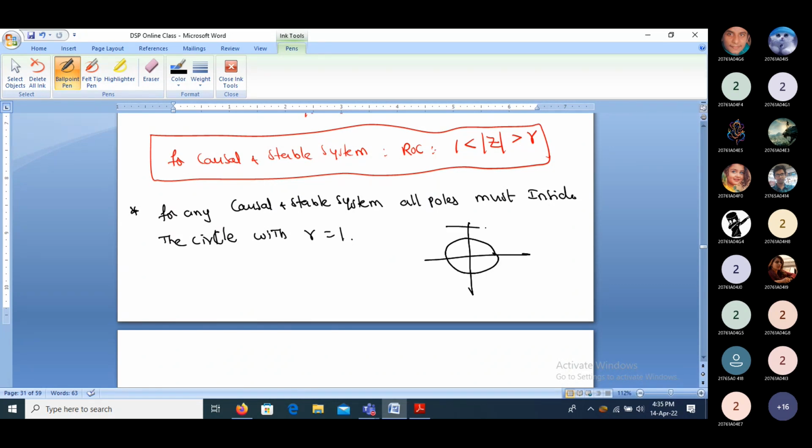So this is the ROC of this causal and stable system, a circle with radius R, and whatever poles this system function has must be inside the unit circle, or inside the circle with radius R, because the ROC does not contain any poles. That is already a universal rule. According to the ROC properties, the ROC does not contain any poles. If any one pole is located outside the circle, automatically that must be unstable.